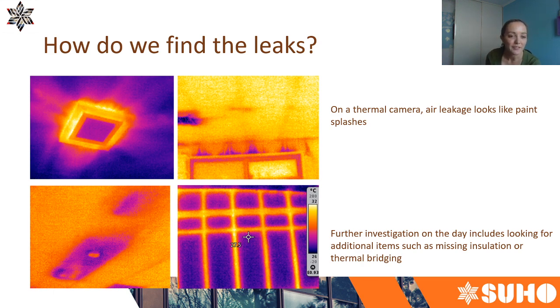The image on the bottom left is where an insulation batt has been taken away from the ceiling in order to fit a downlight. So thermal imaging is really useful for identifying missing insulation as well as air leakage, and this is quite a common issue that we find. The image on the bottom right is a steel frame, and as you can see, the frame really lights up, which indicates thermal bridging issues, but that is a discussion for another day.